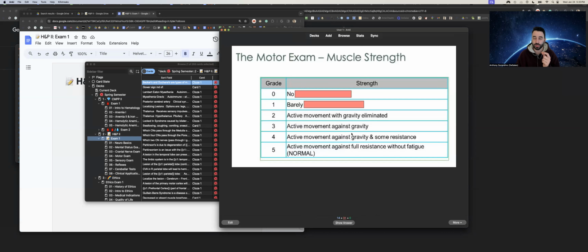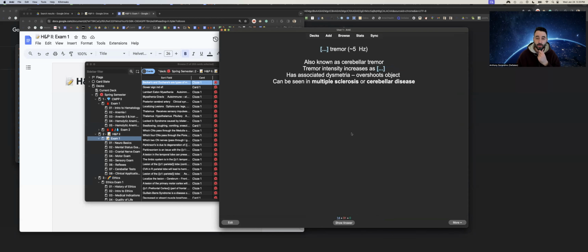All right. 0 is no strength, no movement, and 1 is just barely. It's contraction is what I'm looking for. No contraction, barely detectable contraction. Blank tremor. So 5 hertz, so less than physiologic. Wasn't 1 like 4 to 12? Also known as a cerebellar tremor. So that kind of balance area. Tremor intensity increases as blank.